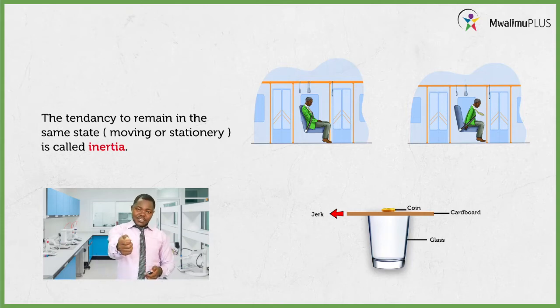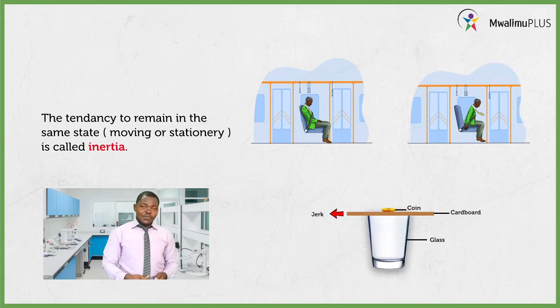Then we have that cardboard that can be jacked. If it is jacked, that coin is at rest, so it is likely to fall inside that glass. So those are the forces that we have discussed today. We have said that inertia is divided into two. There is inertia at rest that acts on the objects at rest. Then there is inertia on motion that applies to the moving objects.